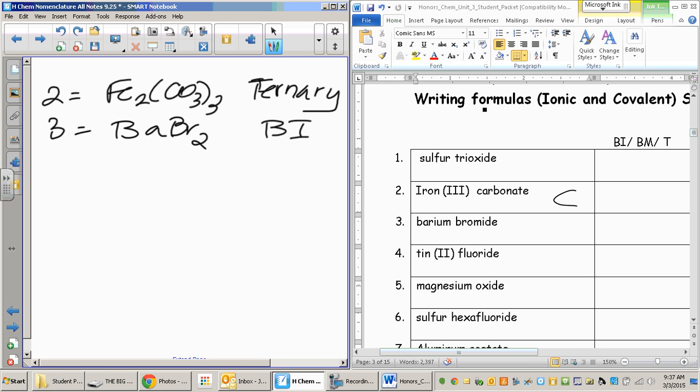Let's do another one. Number 4. Tin 2 fluoride, ionic or covalent? Definitely ionic. What's the formula for it? SnF2, because that 2 from tin crossed down. Binary ionic or ternary? Binary ionic, as you see, 1, 2, 2 types of elements.